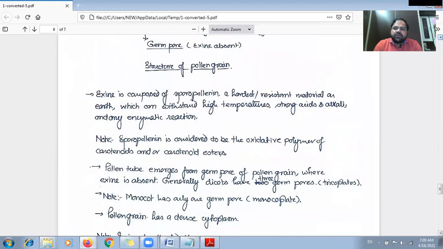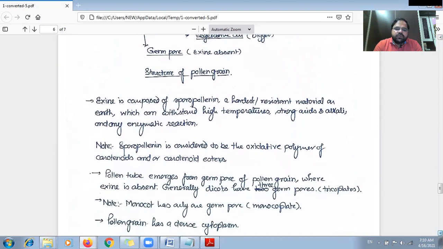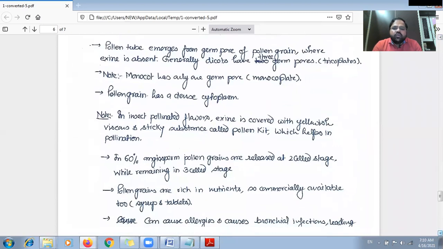In future, what will happen? The formation of the pollen tube will take place from this place only, because it will not be able to break the exine. So where the exine is absent, the pollen tube will form from there. Now, the monocot has only one germ pore. So we can see the difference between monocot and dicot pollen grain. In most monocots, there is a single germ pore, and in dicot plants, there are three germ pores.